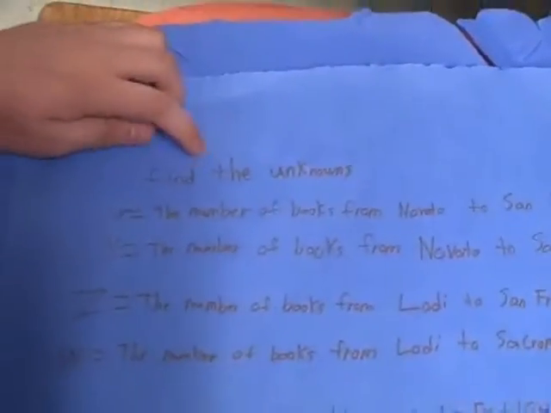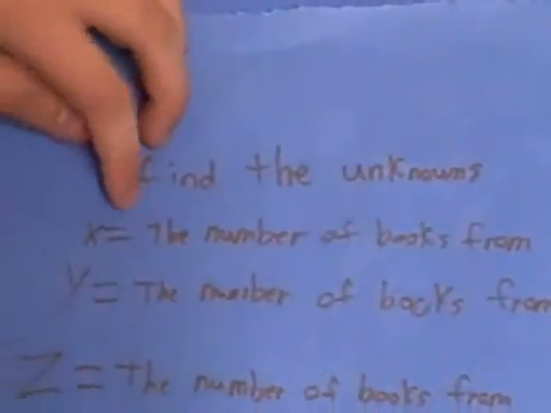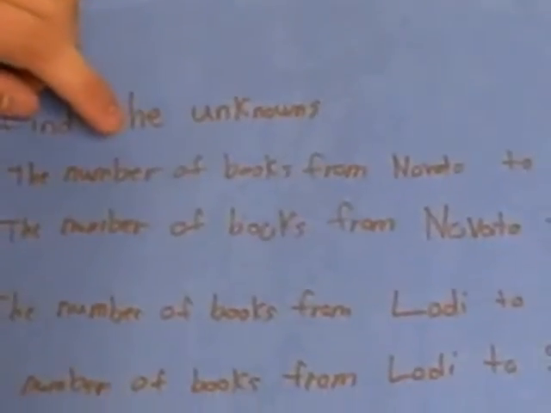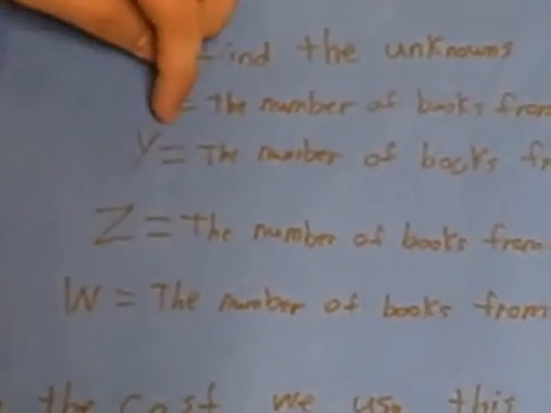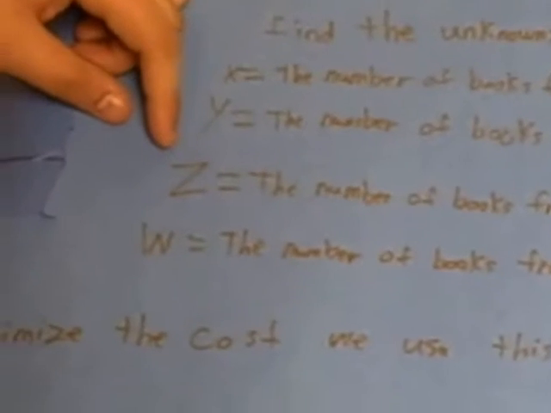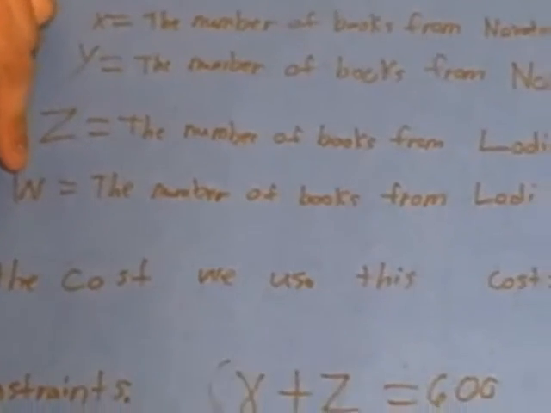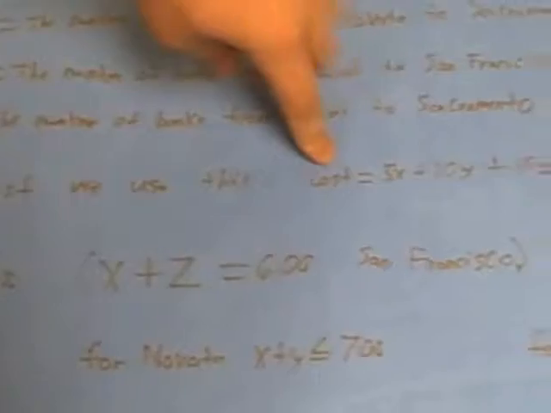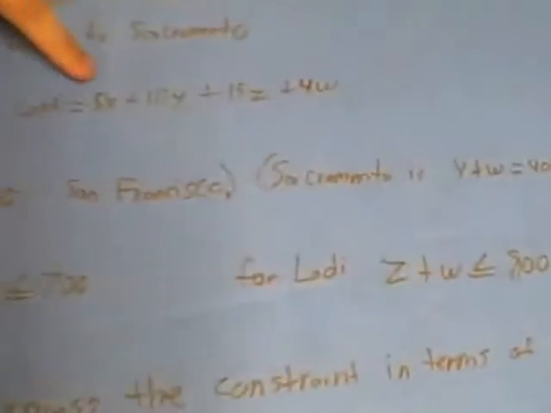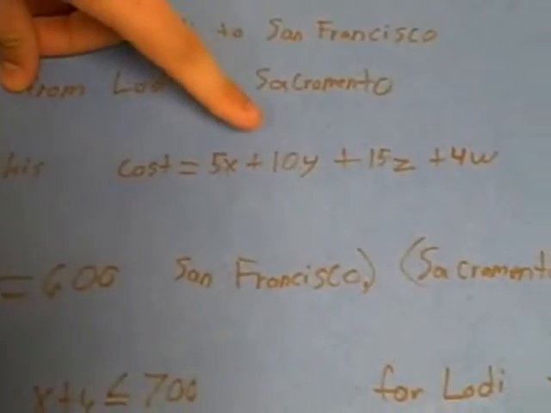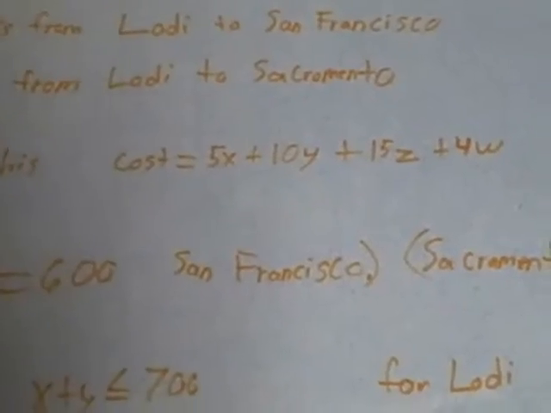So we have to find the unknowns first. We'll have x equal the number of books from Novato to San Francisco, y the number of books from Novato to Sacramento, z the number of books from Lodi to San Francisco, and w the number of books from Lodi to Sacramento. First we have to minimize the cost. We use this objective formula: cost equals 5x plus 10y plus 15z plus 4w.